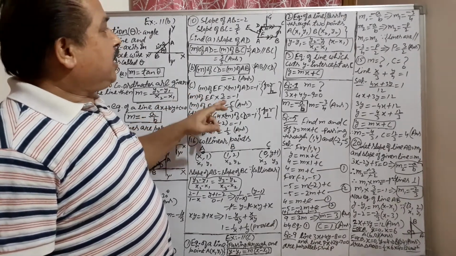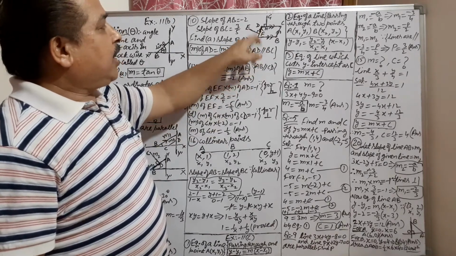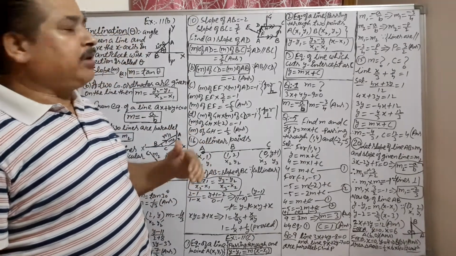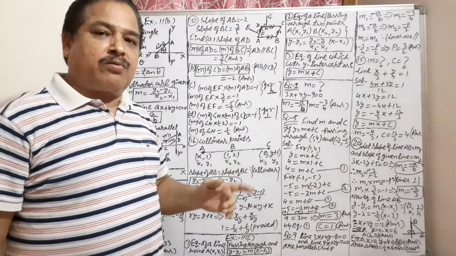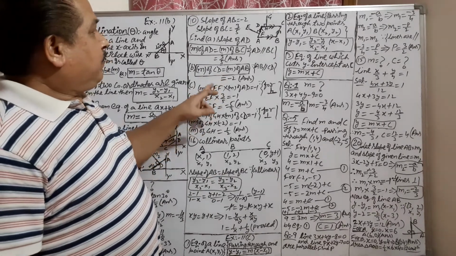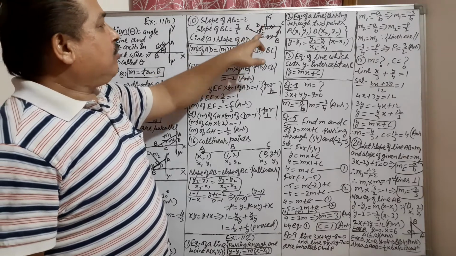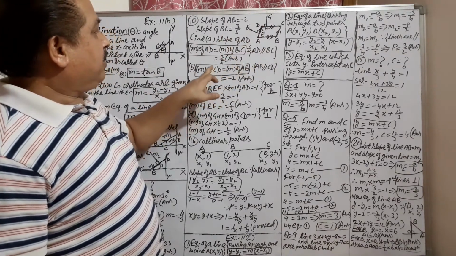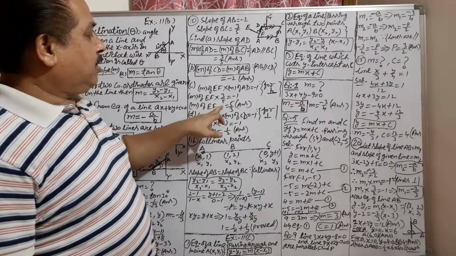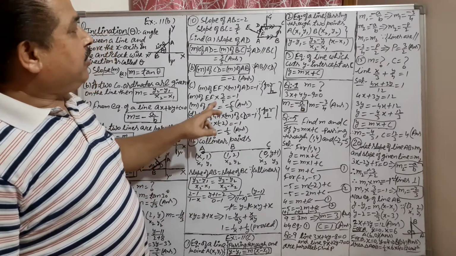Now see the C part. In the C part, EF is perpendicular to AD. So it means two lines are perpendicular. When lines are perpendicular, what is the relation between the slopes? m1 into m2 equals minus 1. See here, so put in the values. Let the slope of EF be m1, and the AD slope is already given. AD slope is 3 by 5, so put 3 by 5 here. So the EF slope will come out as minus 5 by 3. Answer.